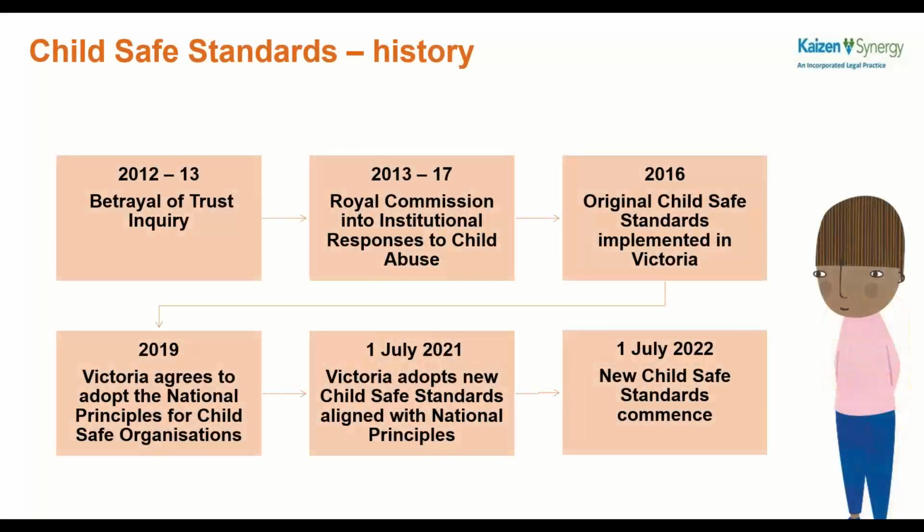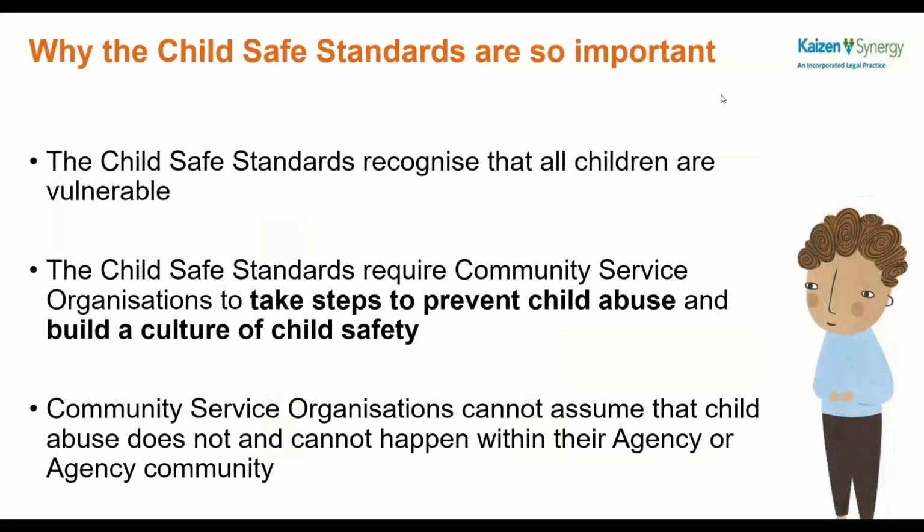The Child Safe Standards have a fairly long history to get to where we are. Essentially, there was the Betrayal of Trust inquiry back in 2012. There was then the Royal Commission into Institutional Responses to Child Abuse. There were then the original Child Safe Standards, implemented in Victoria in 2016. Then in 2019, Victoria agreed to adopt the National Child Safe Standards. On the 1st of July 2021, Victoria adopted the new Child Safe Standards aligned with the national principles. What we are seeing now is the new Child Safe Standards, which commenced in July 2022.